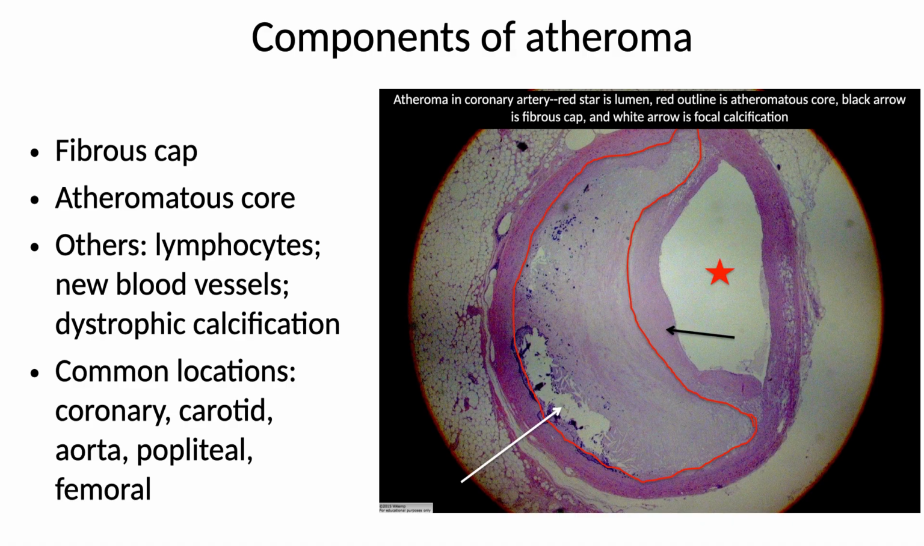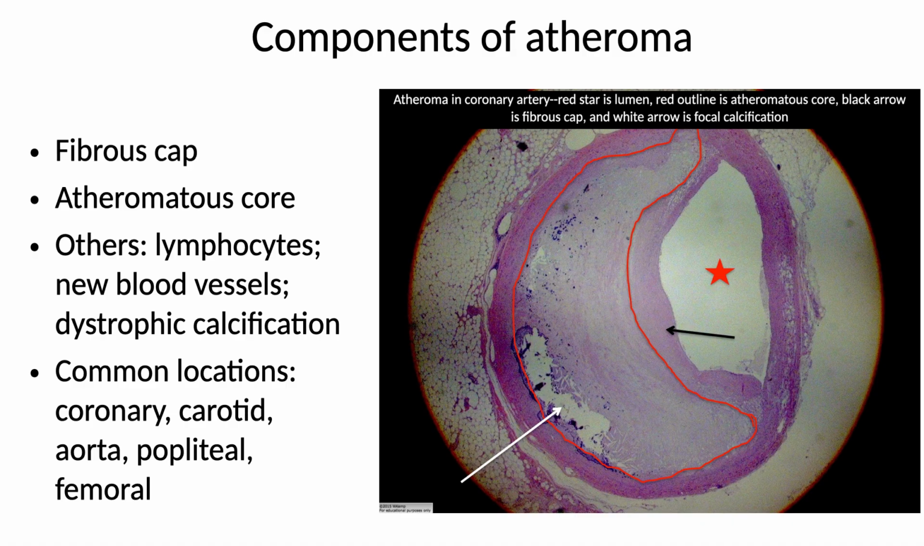The atheromatous core is outlined in red, and that's where you have your extracellular and intracellular lipid. The intracellular lipid is where, as I mentioned, the foam cells, the macrophages, use their scavenger receptors to pick up the oxidized LDLs and accumulate them. But those can die, and you can release the cholesterol, and you get extracellular cholesterol, which is a cholesterol cleft. And then the white arrow shows calcification.